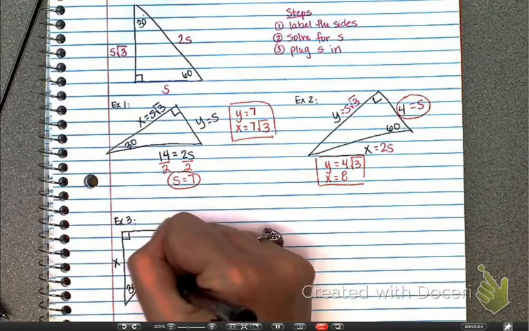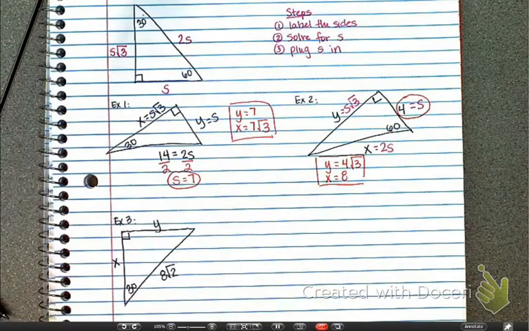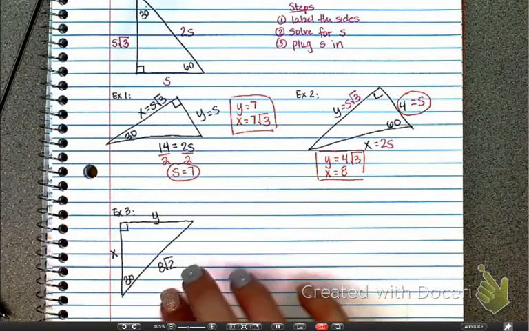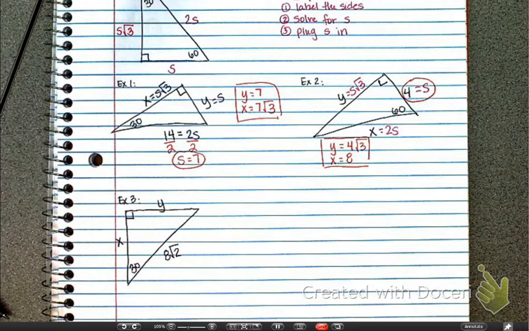Okay, I don't want you to freak out, and I just want you to try it. Do them as best you can. Okay, so it's x, y, and 8 radical 2. Get as far as you can, because then we can see really where you're stuck. Okay?